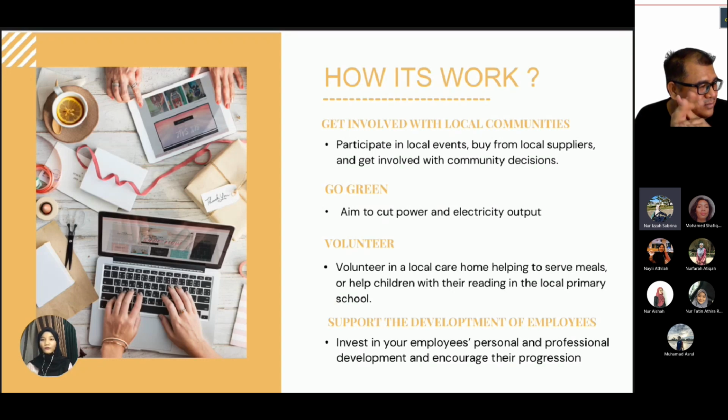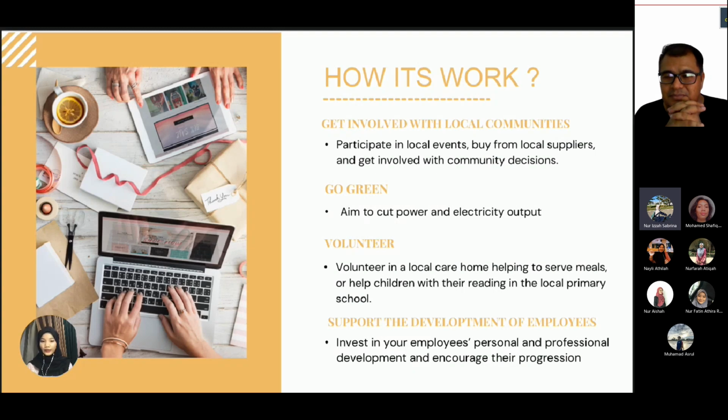For the second one is volunteering. Another way that you can give back to the community is by having your staff volunteer within it. For example, they could volunteer in a local care home, helping to serve meals or help children with their reading in the local primary school. So maknanya dekat sini staff kita jadi volunteer lah dekat mana-mana event.